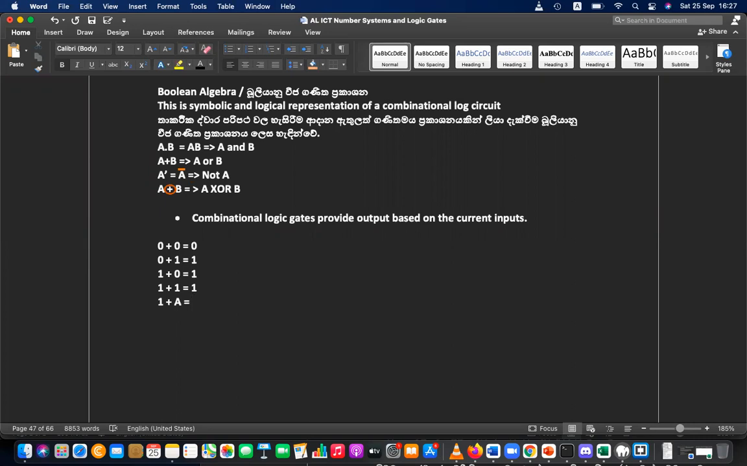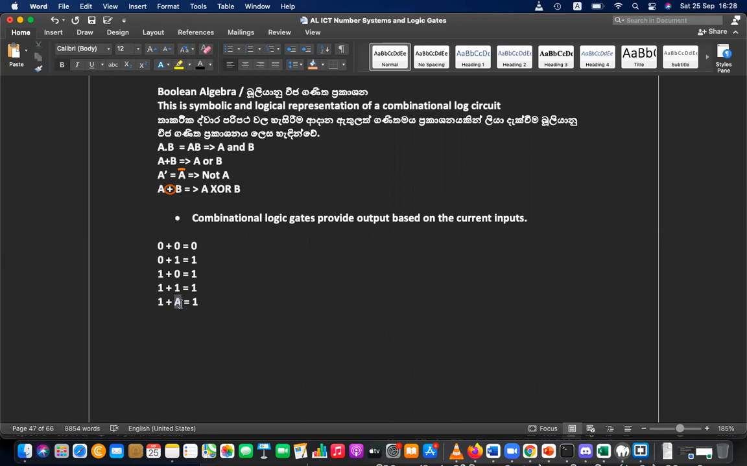1 or A? What is the output? 1. Yes, it is 1. Why? Because you don't need to care about A. Let's assign some values. If A is 0, then 1 or 0 is 1. If A is 1, then 1 or 1 is also 1.